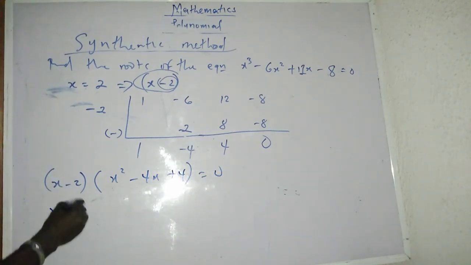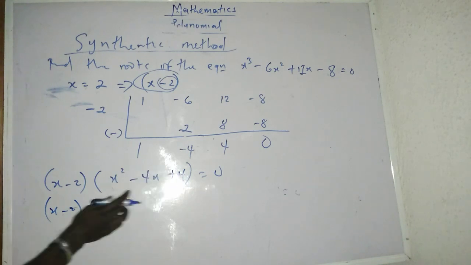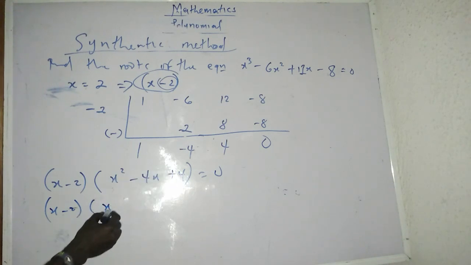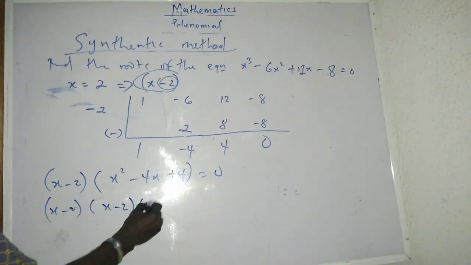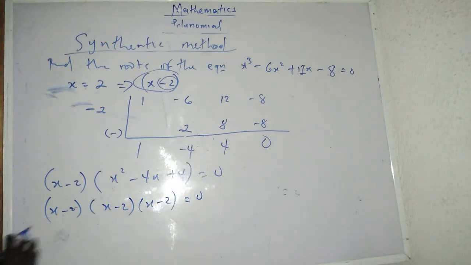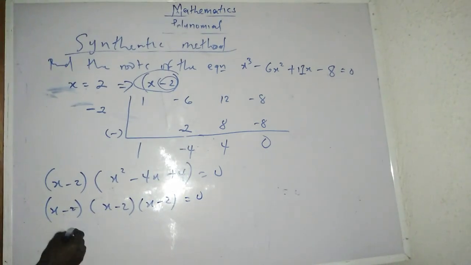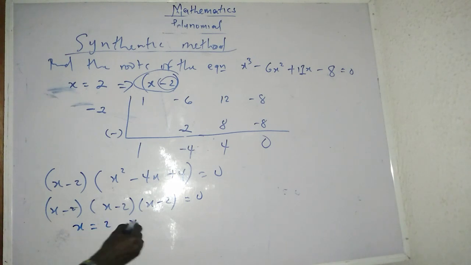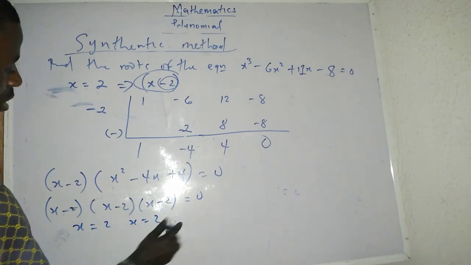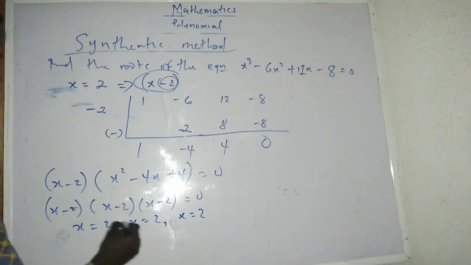I can answer it as x minus 2, x minus 2. This is my factor. My roots are now x equals 2, x equals 2, x equals 2. That's my final answer. This is called the synthetic method.